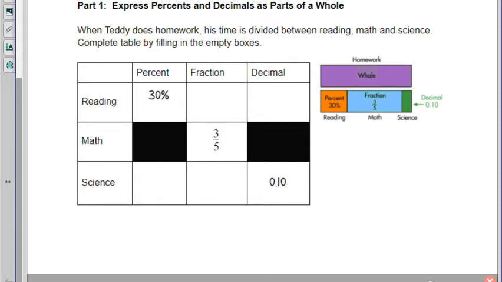For math, we have 3/5 of our time as a fraction. They're not asking us to find percent and decimal there, but maybe we will anyway. And for science, we have 10/100ths as a decimal. We want to know what that is as a fraction and a percent.